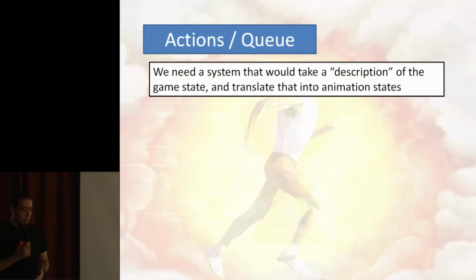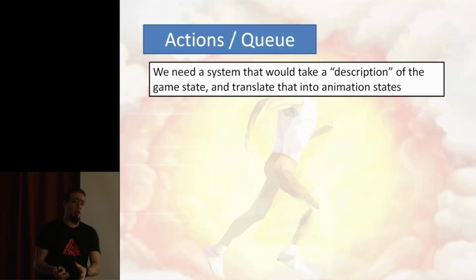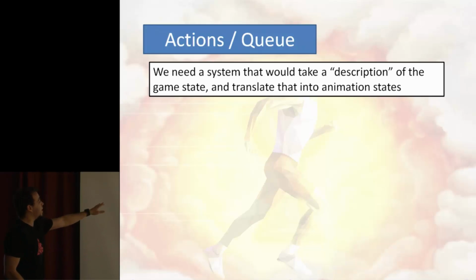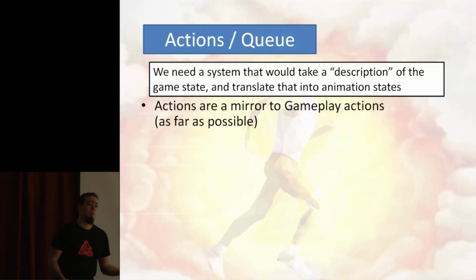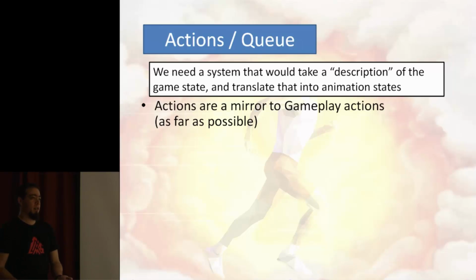So the first commandment we had, is that not commandment? The first order of business we had, we need a system that would take a description of the game state, or the AI state, or the player state, or whatever state it is, and translate it into something that the animation system could understand. The end goal is still to send something to command buffer to process. So we need this layer. These are communicated through Mannequin actions. Actions are supposed to be just that. They're supposed to be something that logically correlates to a gameplay action.